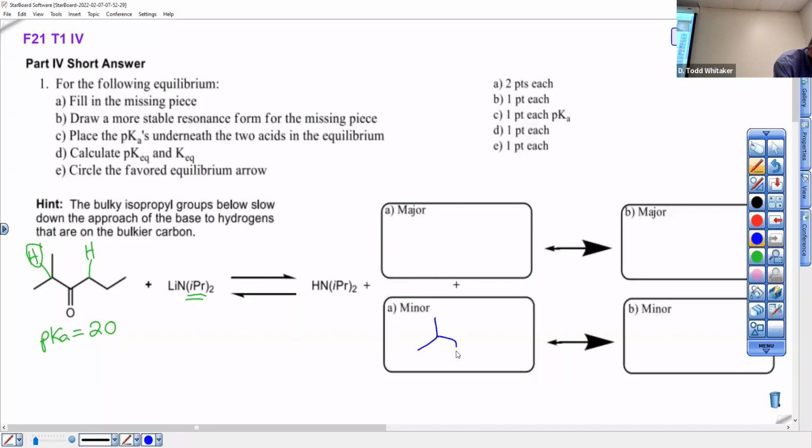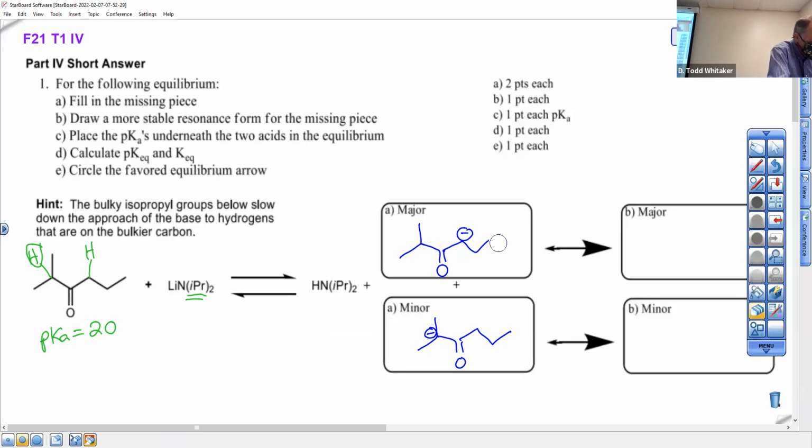And ladies and gentlemen, we're supposed to know that if you take an H plus off of a molecule, you end up with a minus. There you go. And I gained a carbon. Don't do that. There we go. So we got our 4 points for fill in the missing pieces.